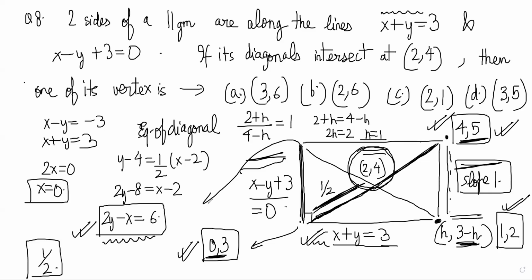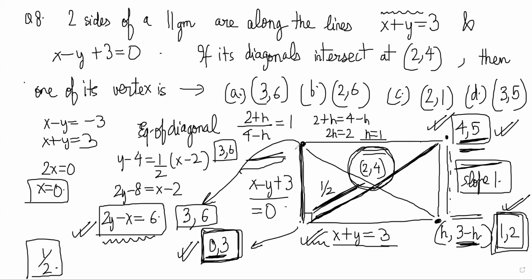Then the other vertex of this diagonal would be 1 plus x by 2 is 2, so x is 3, and 2 plus y by 2 is 4, so y is 6. So basically this vertex is 3, 6. This vertex is 4, 5. This vertex is 1, 2. And this vertex is 0, 3. And I have found all the 4 vertices of that parallelogram, right?